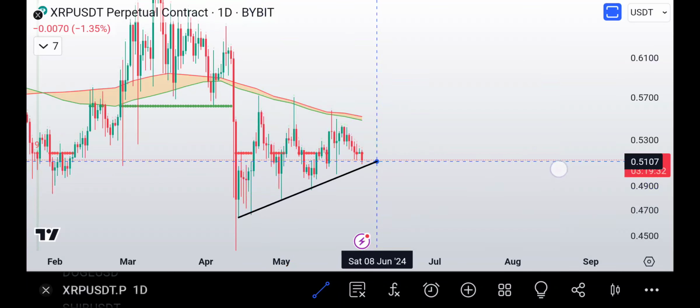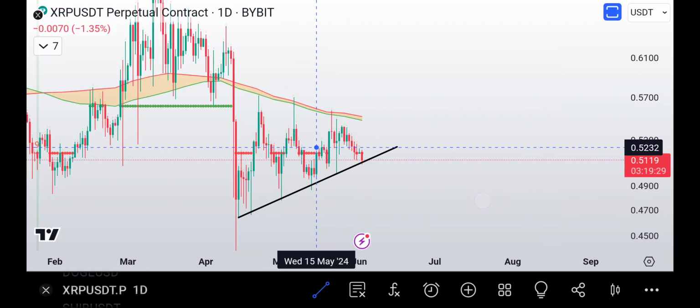By the way, look at XRP. It came right down to the trend line. I'm going to talk about XRP in the next video.